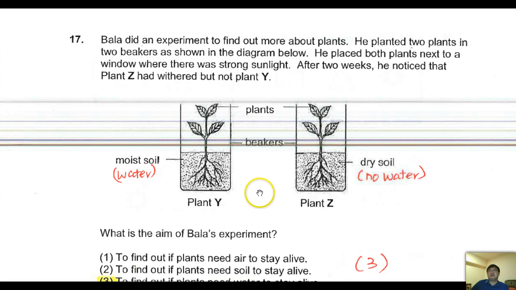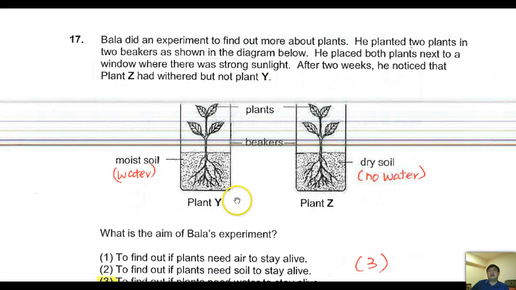Now, Bala did an experiment to find out more about the plants. He planted 2 plants in the 2 beakers shown in the diagram. He placed both plants next to the window. Okay, both plants next to the window means they are in the same location. All right, so it's a fair test with strong sunlight. Both are receiving strong sunlight. Fair test, right? After 2 weeks, he noticed that the plant in Z over here withered. It means getting weak and about to die, but not this plant over here.